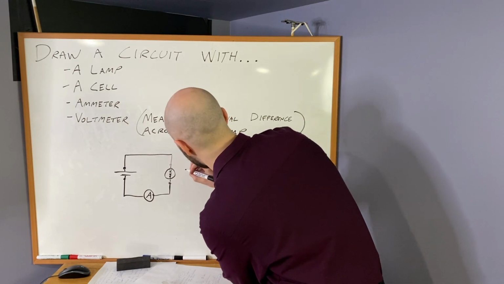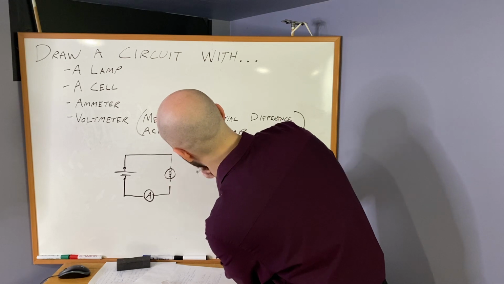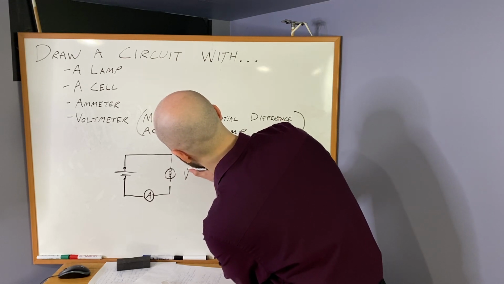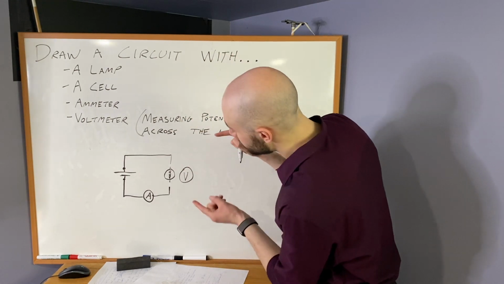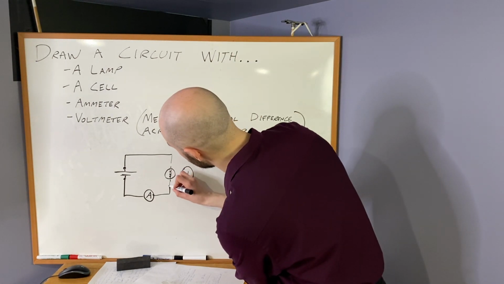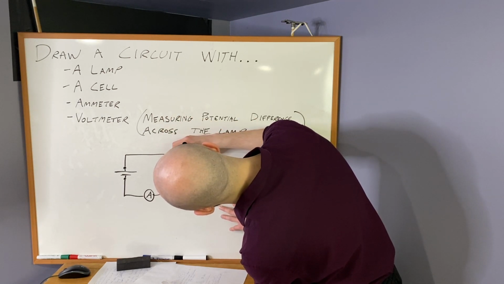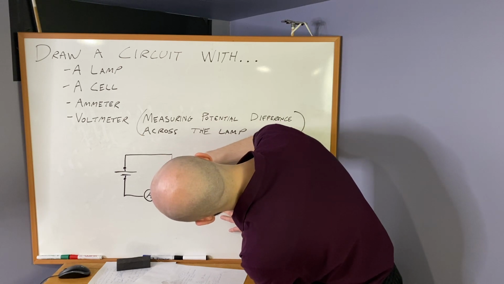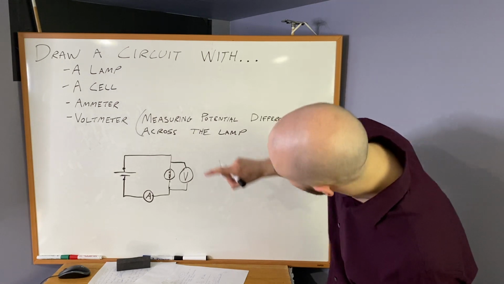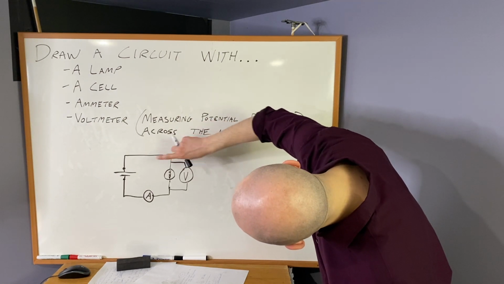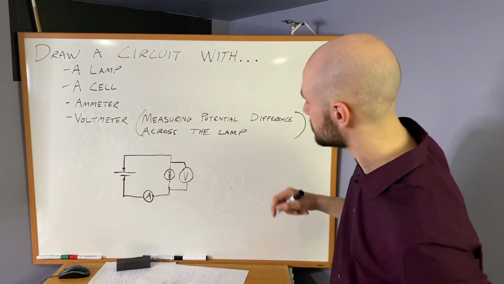Voltmeters need to look at the two different points in the circuit to measure the potential difference. So we have to hook it up in parallel. There we go. Creating a whole new branch of the circuit. I like to think that the voltmeter needs to look here and it needs to look here and see what the potential difference is between those two points.